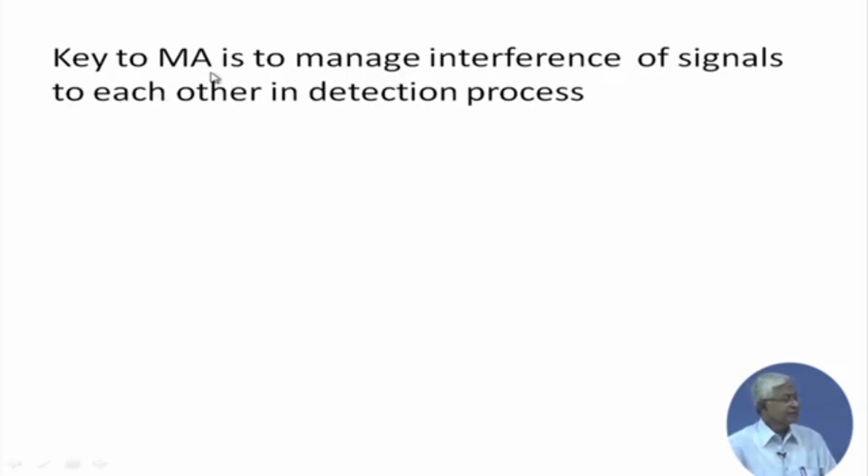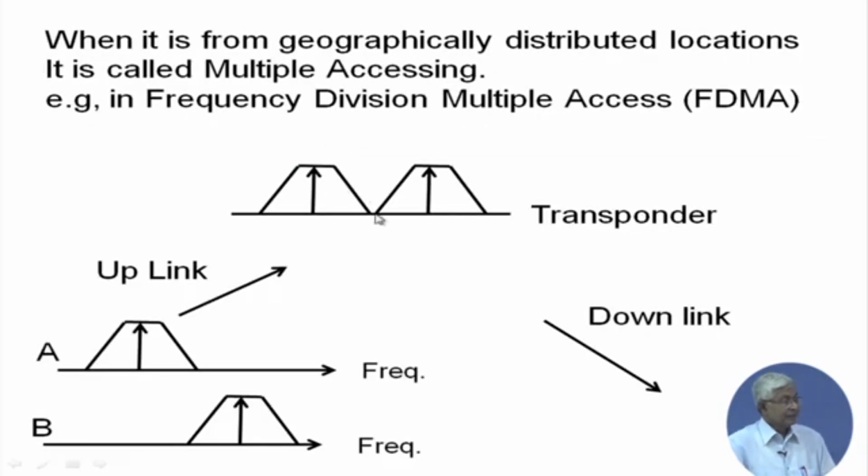The key to multiple access is to manage the interference of the signals from each other in the detection process. There could be interference, as you can see here, if this band is overlapping over this band, that means if the filters are not proper, then there will be interference in terms of power. So, some power of A will interfere with B, or the other way. So, it is the filter that determines this. Similarly, at the receiver also the filter will determine, on the transmit side as well as on the receive side; that is important.